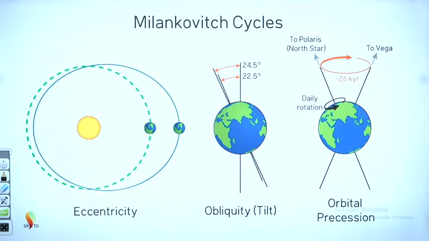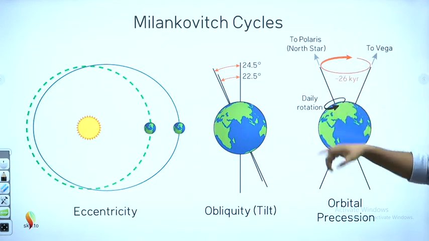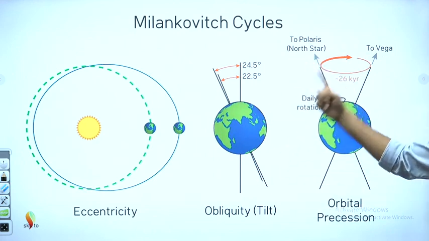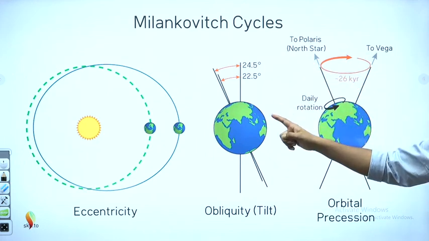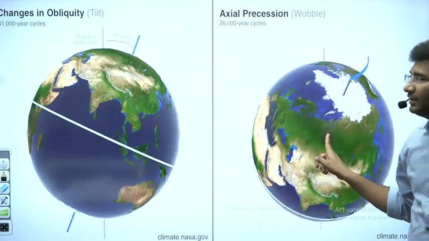Milankovitch is a Russian scientist. उन्होंने ये नाम दिया था. इसीलिए Milankovitch cycles include eccentricity, that is orbital positional change, and obliquity, which is the tilt in the axis, and the last one, that is orbital precision, that is nothing but wobbling भी कहा जाता है.